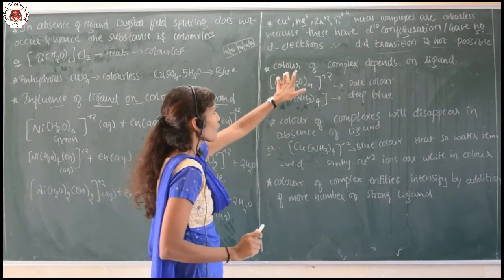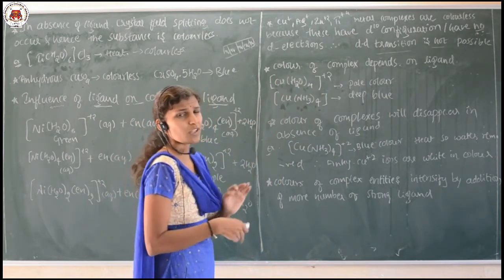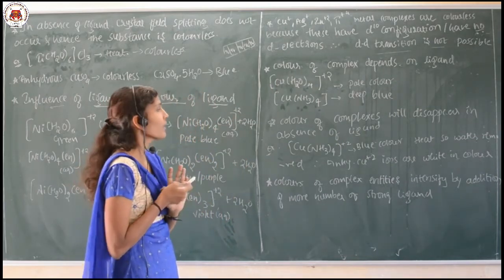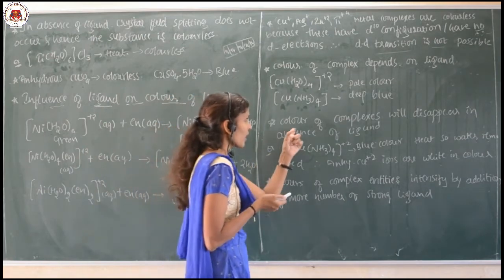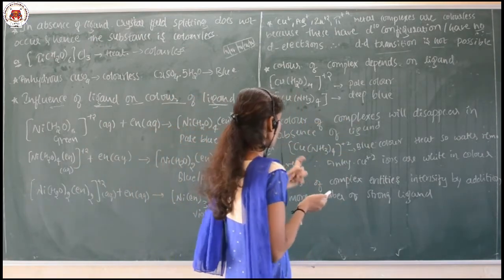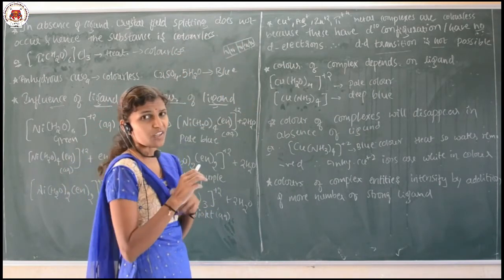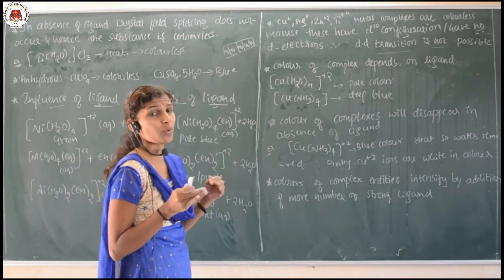The color of the complex depends upon the ligand. Whichever type of ligand is there, its color will be according to the ligand. And the third point, the color of the complex will disappear in the absence of the ligand. As I said, the first point is the same: if there is no ligand, the color of the complex will disappear.